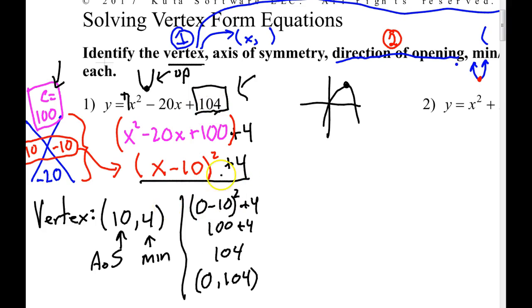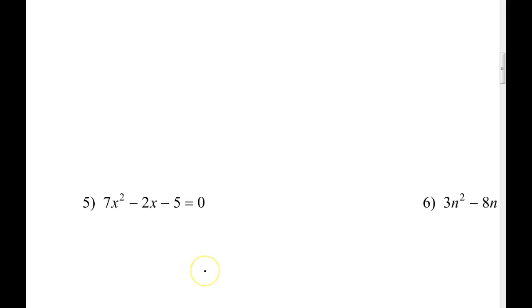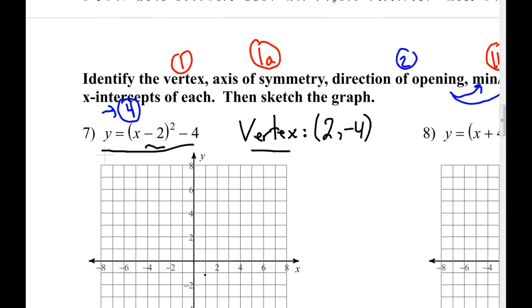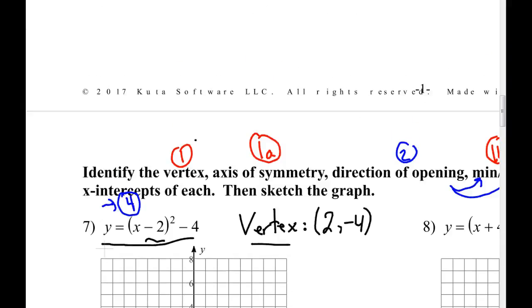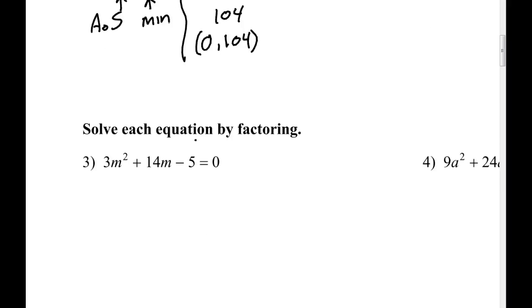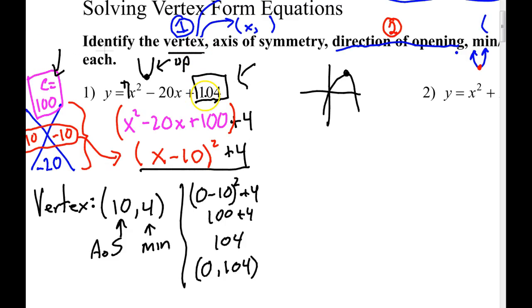Okay. Now, when you don't have the vertex form, the y-intercept is a little bit of work. You have to plug it in. So when you go back on here and you do the y-intercept, you do have to do a little work, plug in 0, and find out what y equals, because you don't have the standard form. You can't just look at the last number like we did here and say, oh, it's 104. You know, real fast. You might have to calculate it.